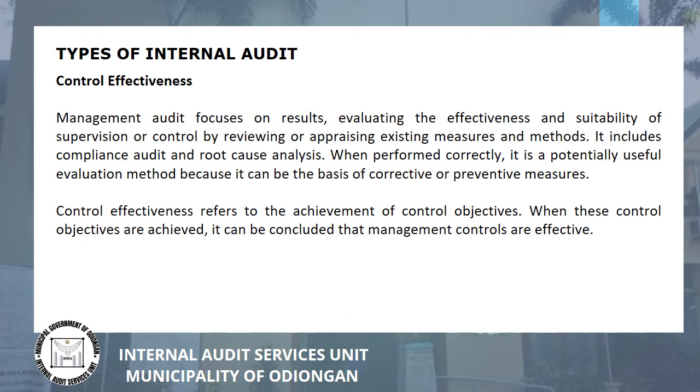Control effectiveness. Management audit focuses on results, evaluating the effectiveness and sustainability of supervision or control by reviewing or appraising existing measures and methods. It includes compliance audit and root cause analysis. When performed correctly, it is a potentially useful evaluation method because it can be the basis of corrective or preventive measures. Control effectiveness refers to the achievement of control objectives. When these control objectives are achieved, it can be concluded that management controls are effective.